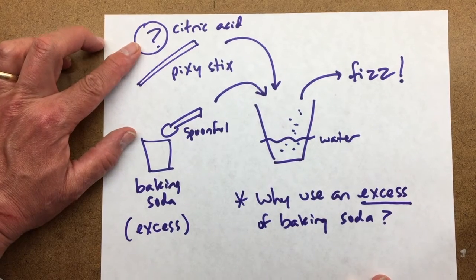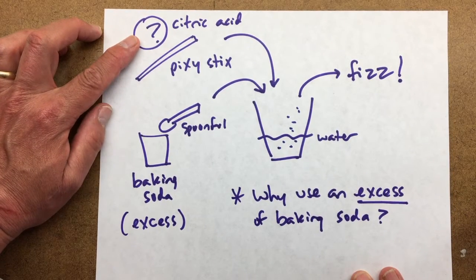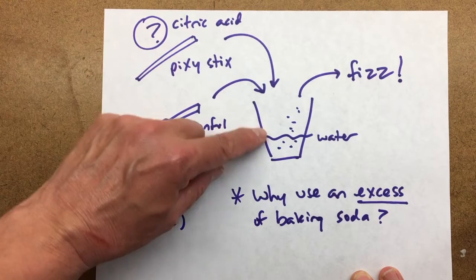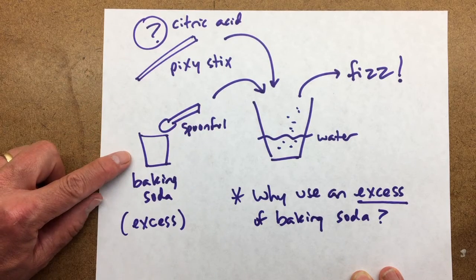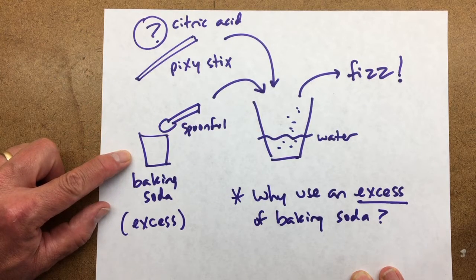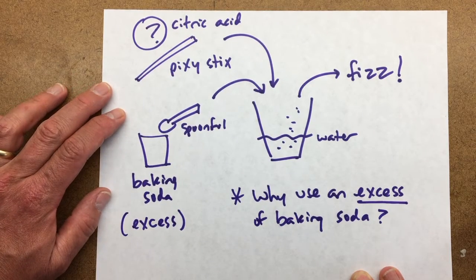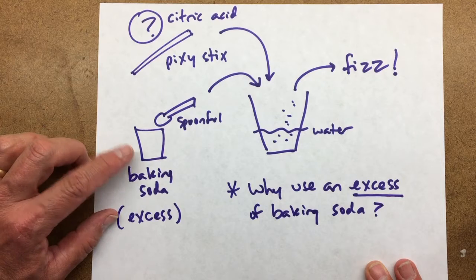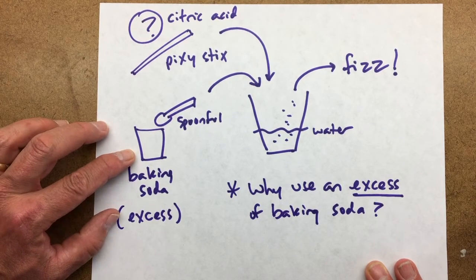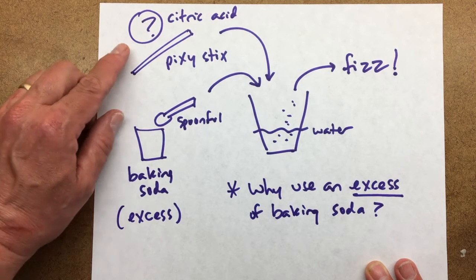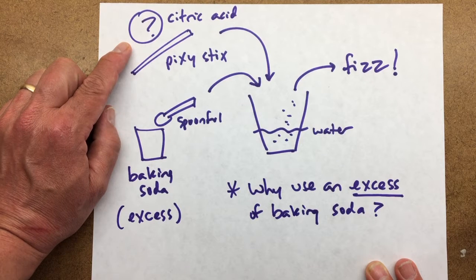The citric acid in the pixie sticks, we didn't know how much that was. So we poured some pixie sticks into a cup of water with some baking soda, and then the fizz that was produced, we measured that. When we did the experiment, we made sure to use more baking soda than it really takes to react with all of the citric acid that's in the pixie sticks.